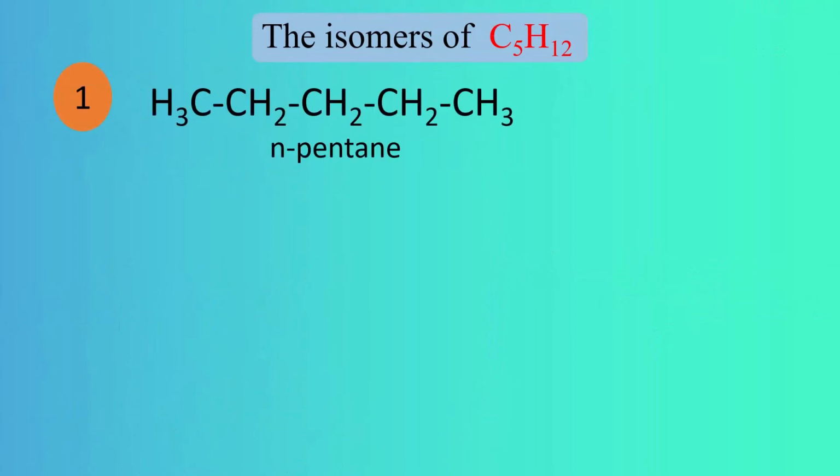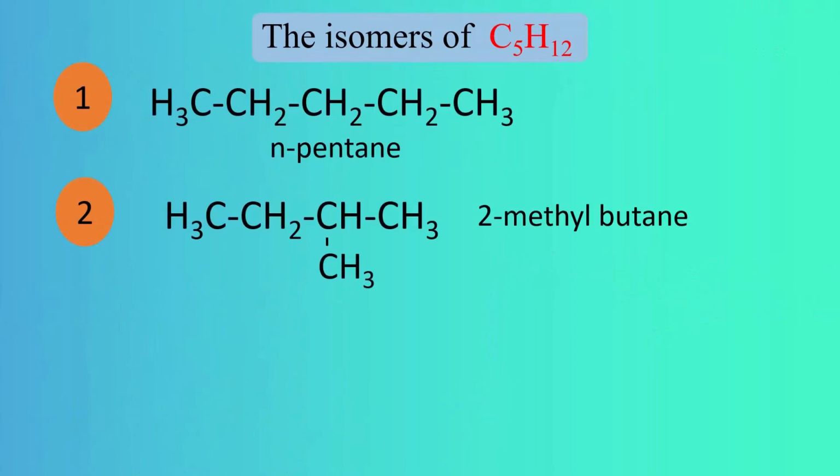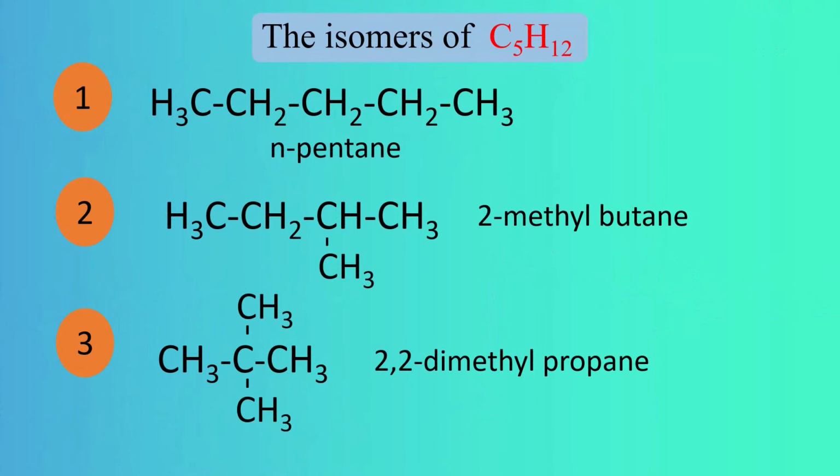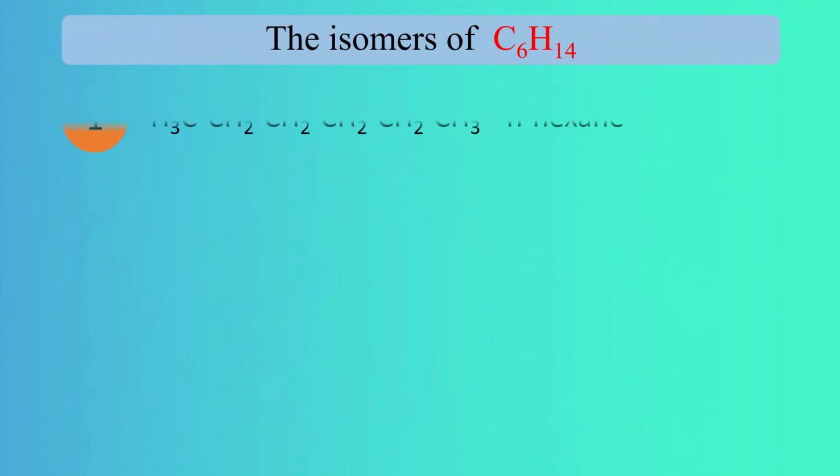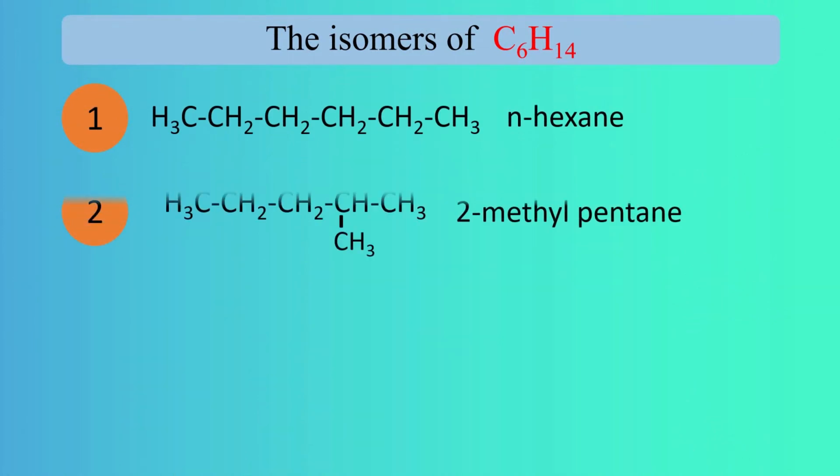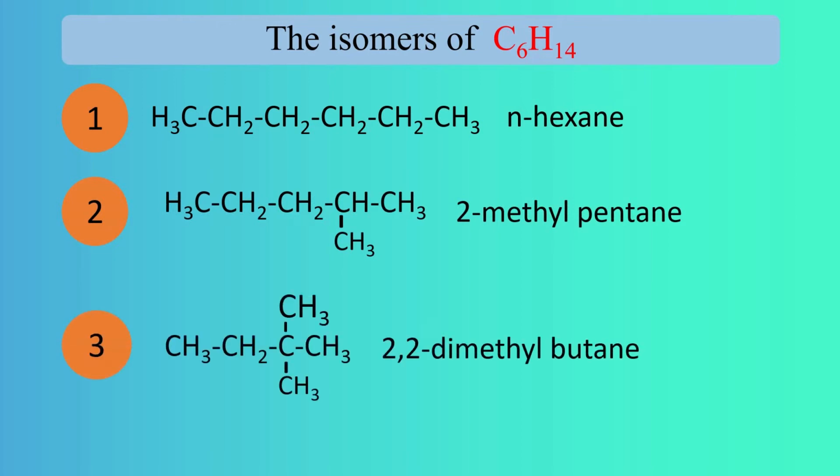Isomers of C5H12, pentane. It has three different structures: n-pentane, 2-methyl butane, and 2,2-dimethyl propane. Isomers of C6H14, hexane: n-hexane, 2-methyl pentane, 2,2-dimethyl butane, and many other isomers we can draw from C6H14.